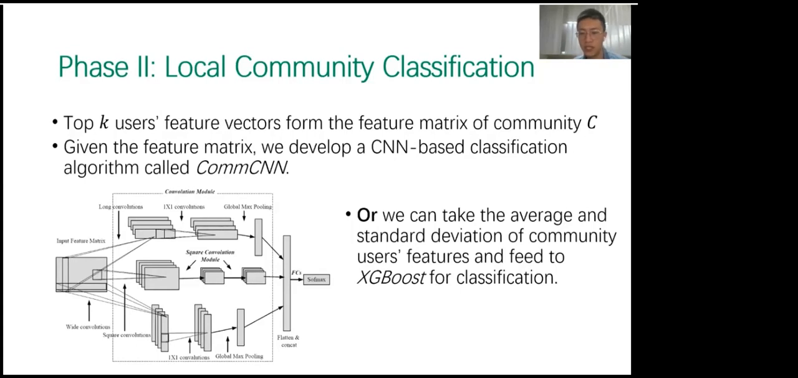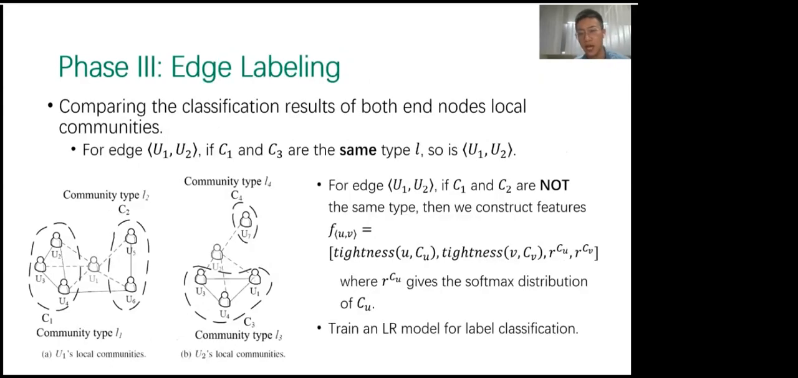Besides COM-CNN, we have also utilized a simpler algorithm for community classification, which is XGBoost. For each community, we take the average and standard deviation of users' features to generate the community's feature representation. After classifying the communities, we can now decide the edge labels. We compare the classification results of the local communities that these N nodes reside in. If these N nodes' local communities are of the same type, then we decide this edge is also of the same type. However, if they are not of the same type, then we need to perform another classification step.